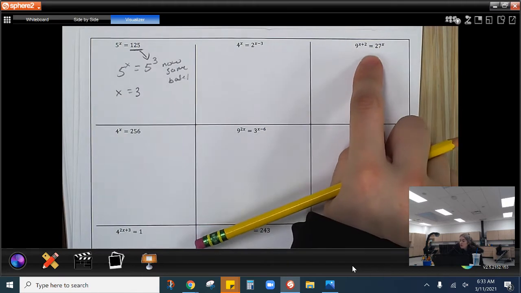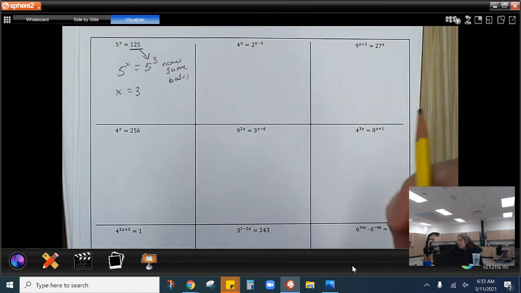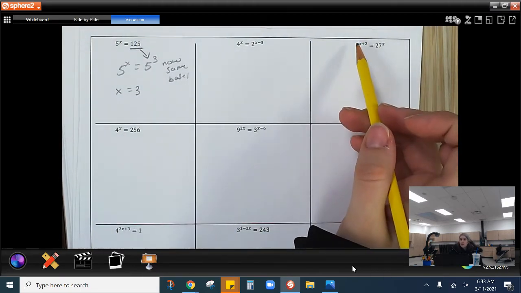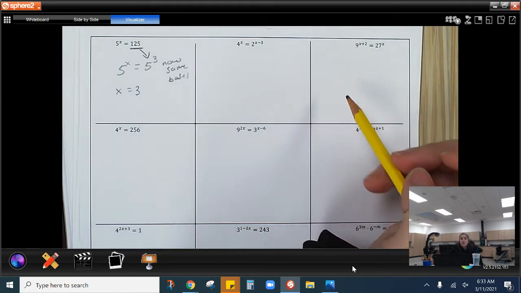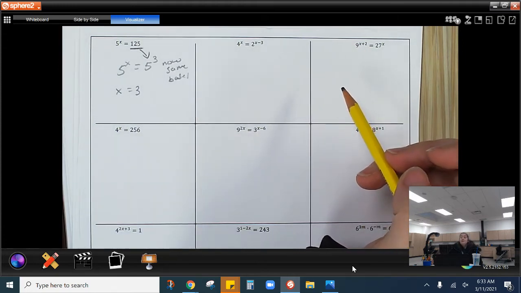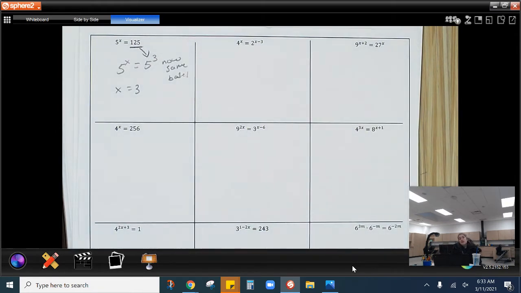All right, I'm going to jump over here and do this one next. For our left side, I should say, we've got 9 to the x plus 2, and on the right, we've got 27 to the x. Now take a look at your chart again. You'll notice that 9 and 27, neither of them is prime, actually. So both of them we can change.